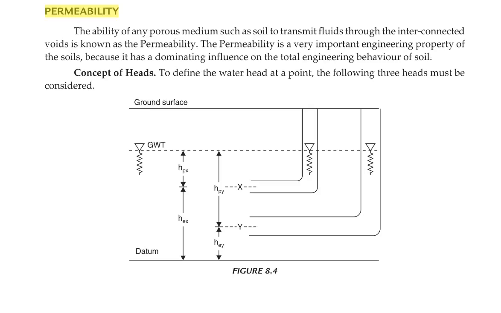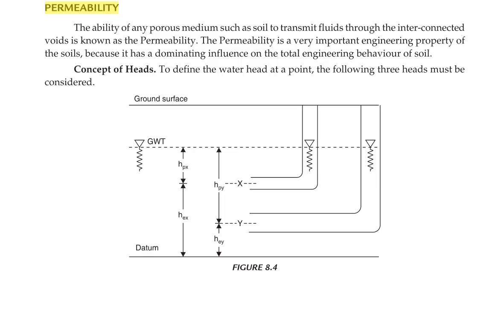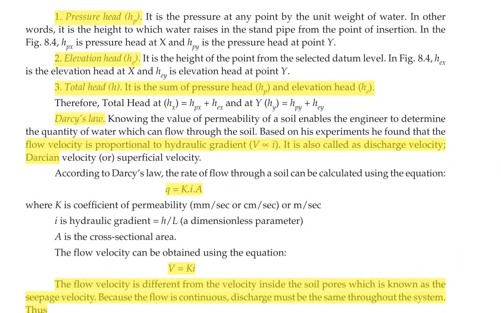Concept of heads. There are three important concepts of heads, namely pressure head, elevation head, and total head. Pressure head, HP, is the pressure at any point divided by the unit weight of water. In other words, it is the height to which water rises in the standpipe from the point of insertion. Next, elevation head, HE. It is the height of the point from the selected datum level. Next, total head, H. It is the sum of pressure head and elevation head.